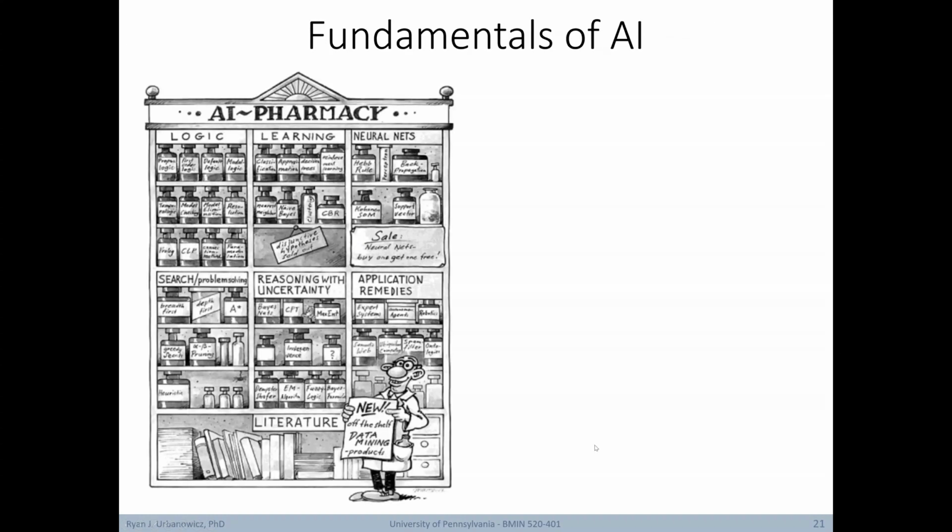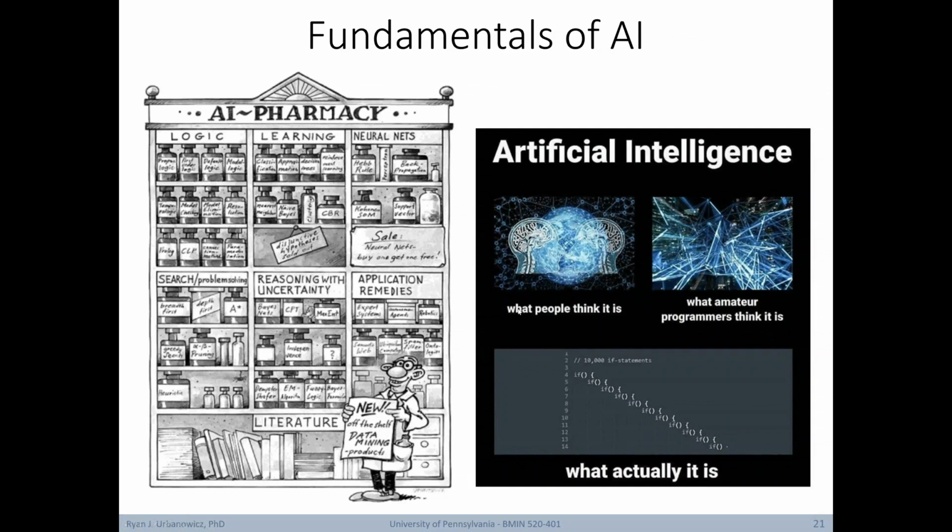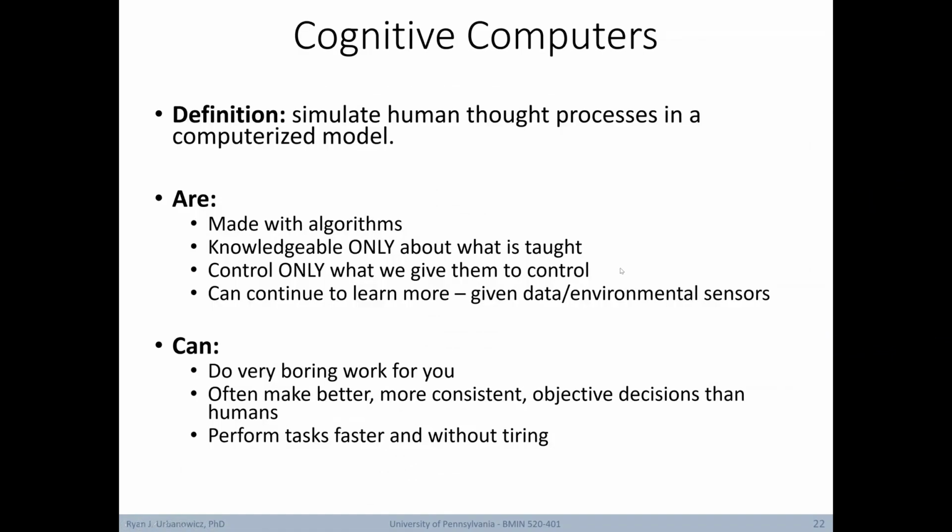So what are the fundamentals of artificial intelligence that this course is going to try and tackle? So in this cartoon, we can see some of these. We have logic, learning, neural nets, reasoning with uncertainty, search, and so on and so forth. Here's a sort of funny little meme encompassing what we've talked about so far, right? When people think about artificial intelligence, we usually think it's something really sexy and sophisticated. At the end of the day, artificial intelligence can be something really basic. I mentioned before, it can literally just be a bunch of if statements, right, that we pre-program to mimic some sort of human behavior. A lot of this course is going to focus on what we can call cognitive computers.